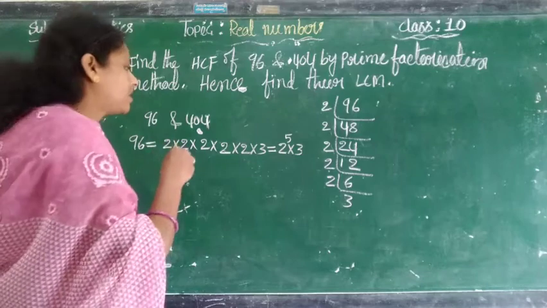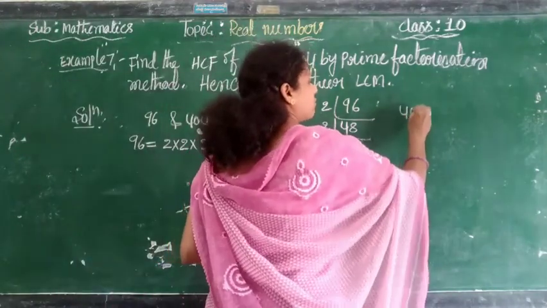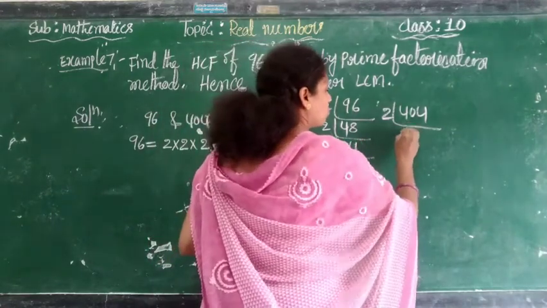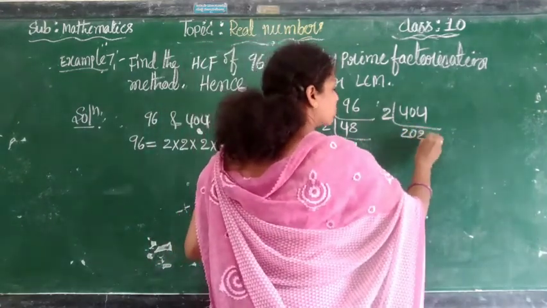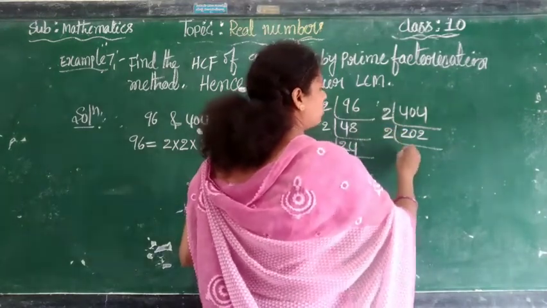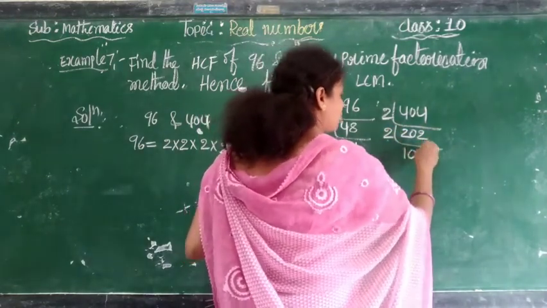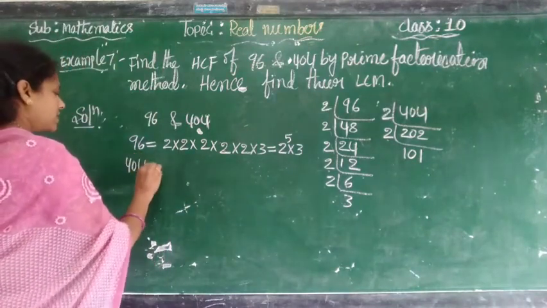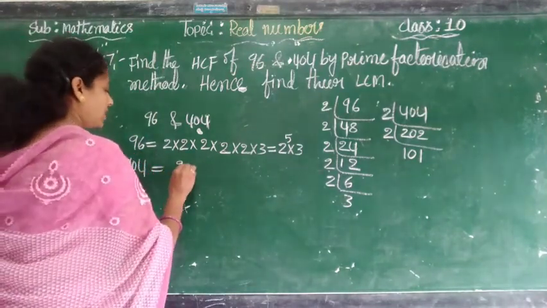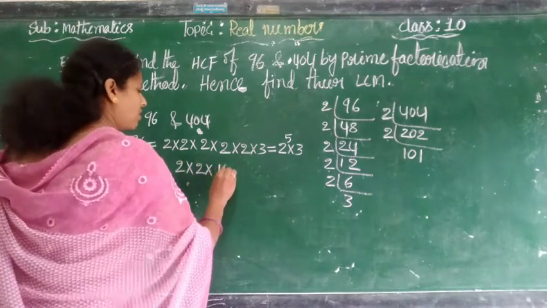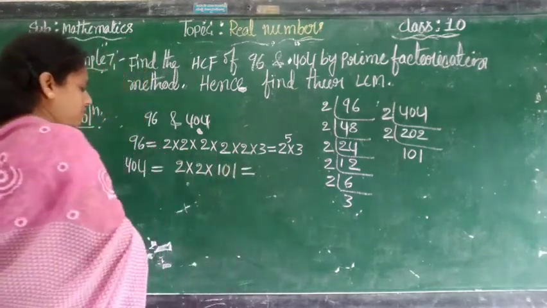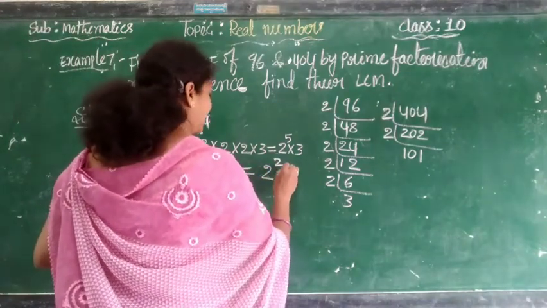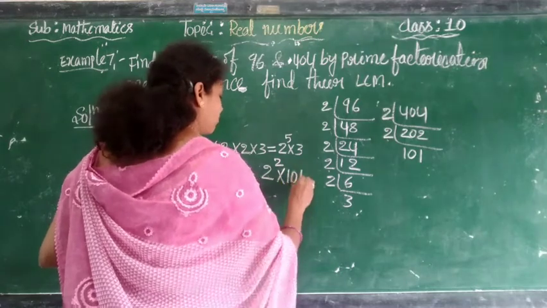Next we take 404 now. 404 can apply 2. 2 2s are 4, 0, 2 2s are 4. Again we apply 2. 2 1s are 2, 0, 2 1s are 2. So 404 is equal to 2 into 2 into 101. So this can be written as 2 to the power 2 into 101.